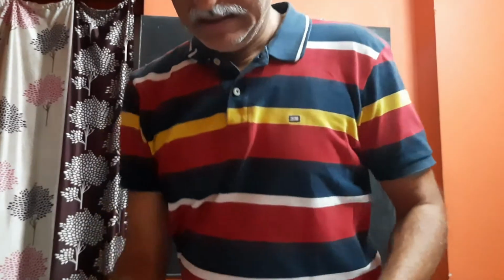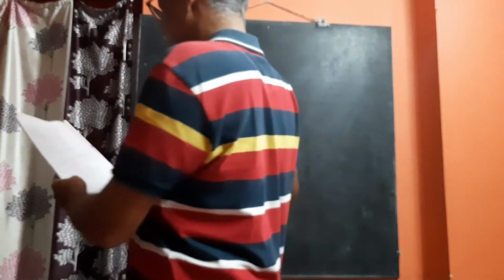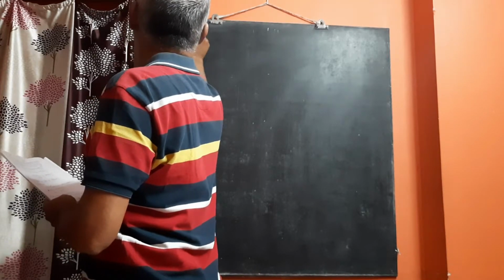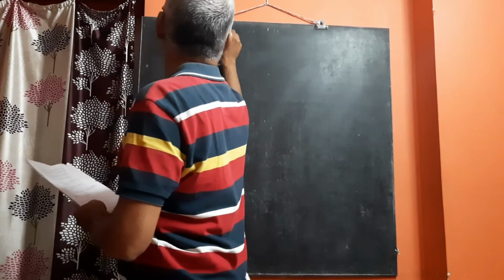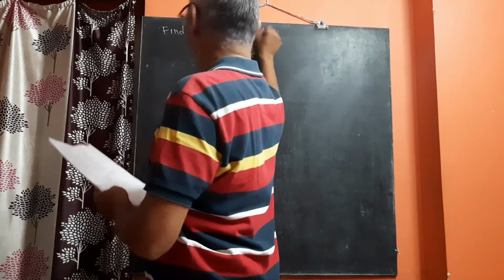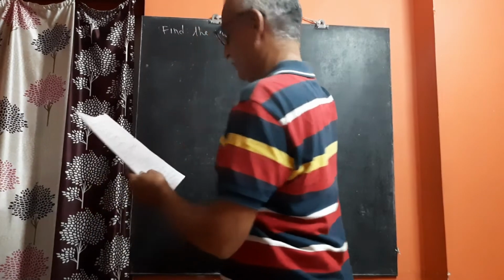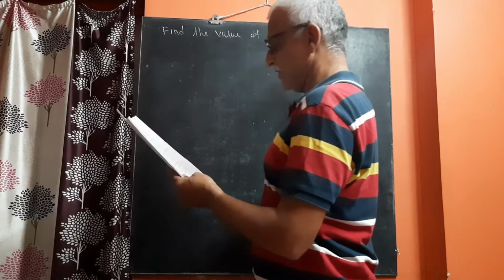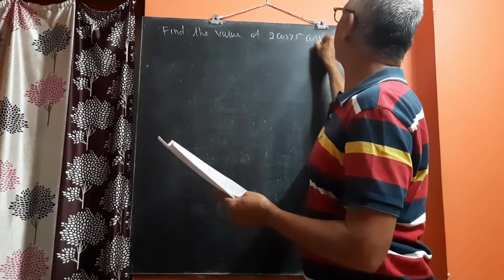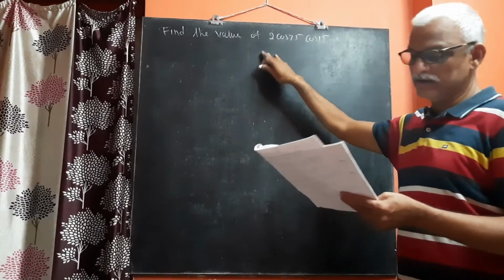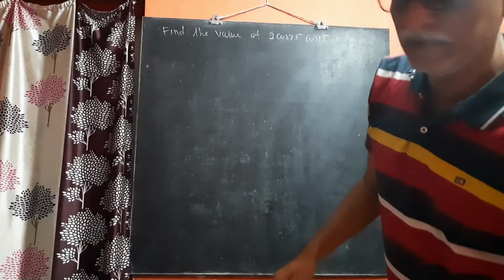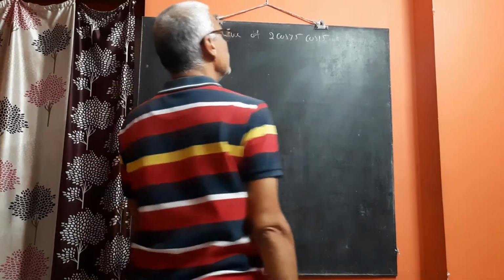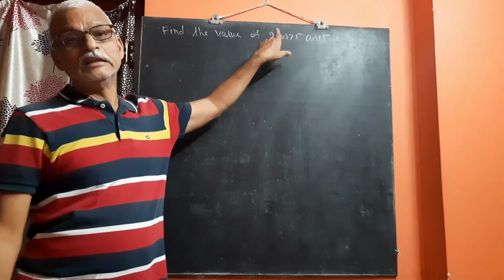See here, some simple problems are there. Find the value of 2 cos 75 into cos 15. We have to find the value of 2 cos 75 into cos 15, and this is equivalent to the multiplication of 2 cos.